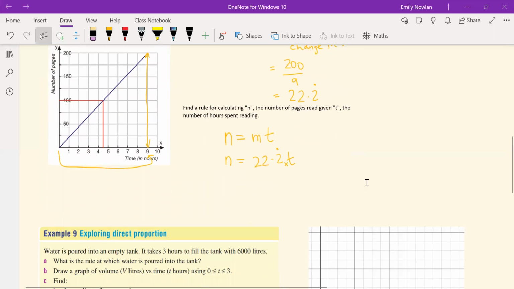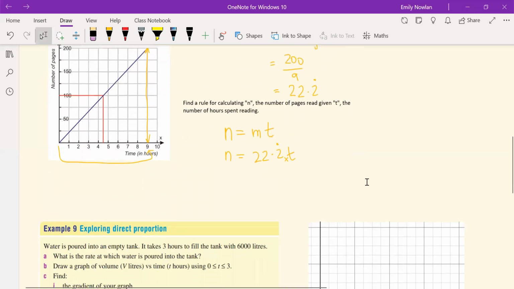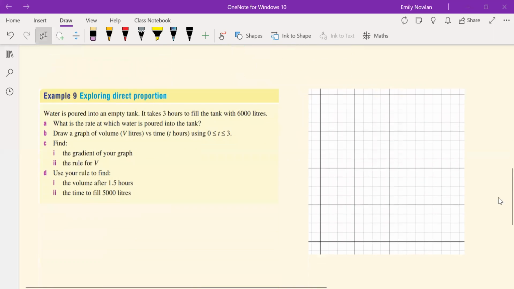Okay. Now, let's have a look at the question from your exercise book. So it's using the same sorts of information that we've just been talking about. Water is poured into an empty tank. It takes 3 hours to fill the tank with 6,000 litres. What is the rate that the water is poured into the tank?